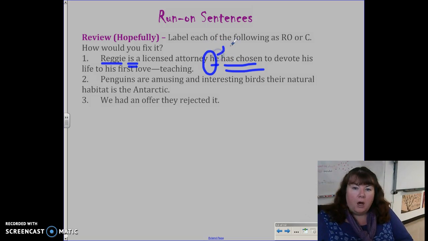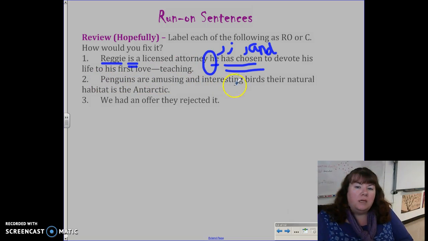Your options are a comma, a semicolon, or a comma and something from FANBOYS. Okay, so you could do something like a comma and an "and." Those would be your three options. All three are correct, but it's just the idea that you need to join the two independent clauses properly.